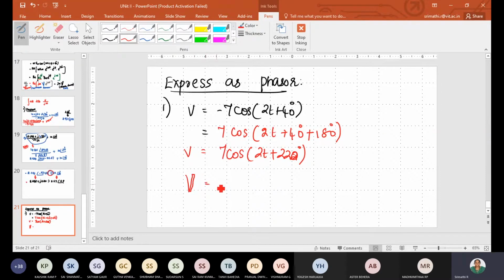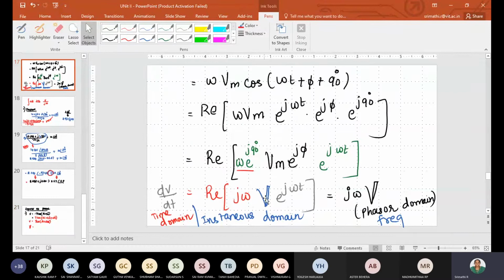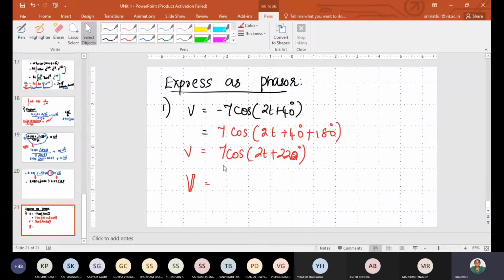What is the magnitude? What is the phasor that we have seen? What is V? Vm e power j phi or Vm angle phi. So what is your Vm? 7. So 7 angle, what is your angle? 220 degree. Okay, this is 1.